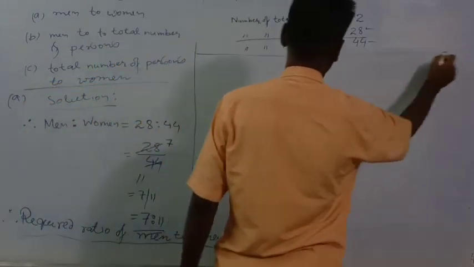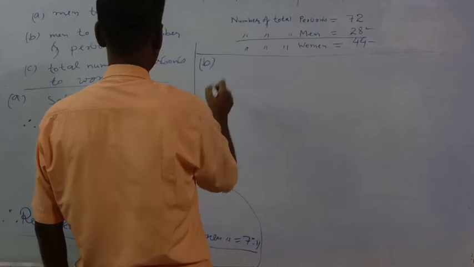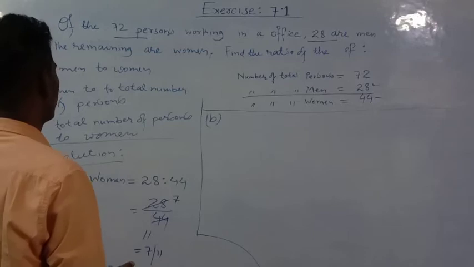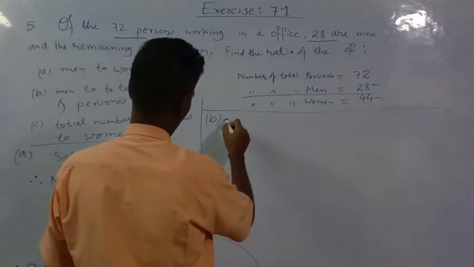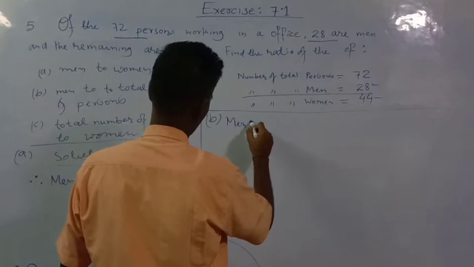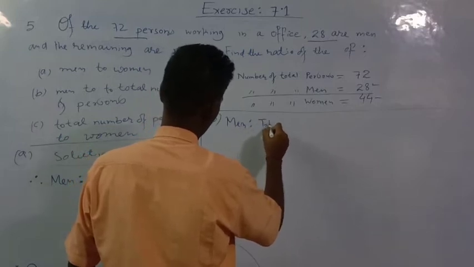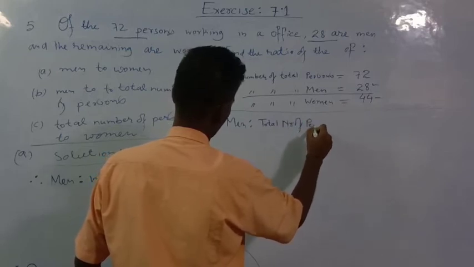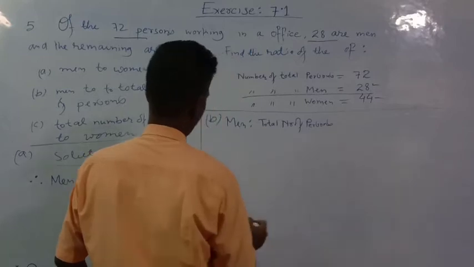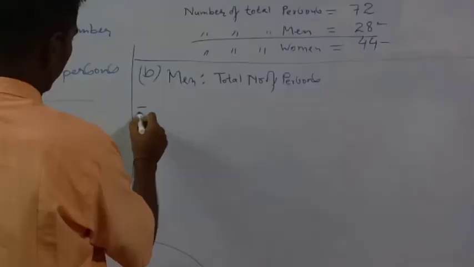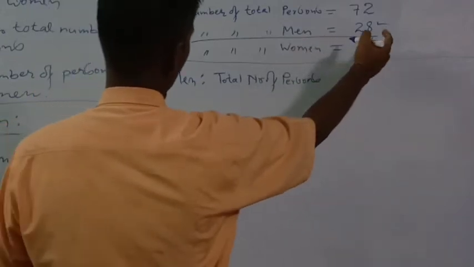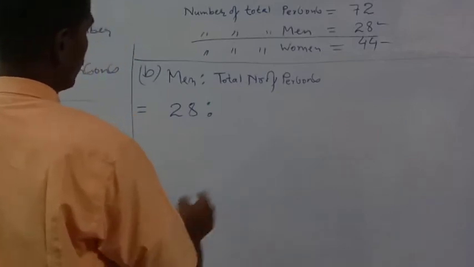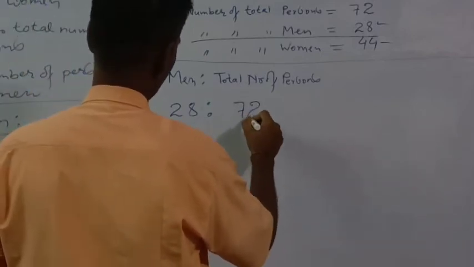Sub question B. What did we find here? All the same, only men to total number of persons. So men is to total number of persons. Men we got 28, so 28 is to total number of persons we got 72.